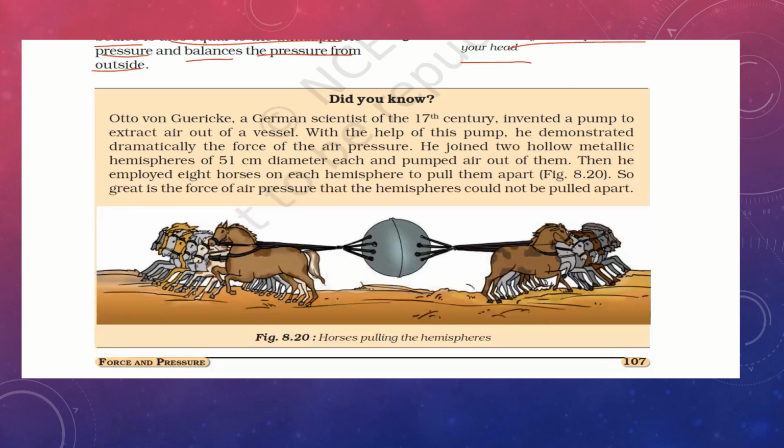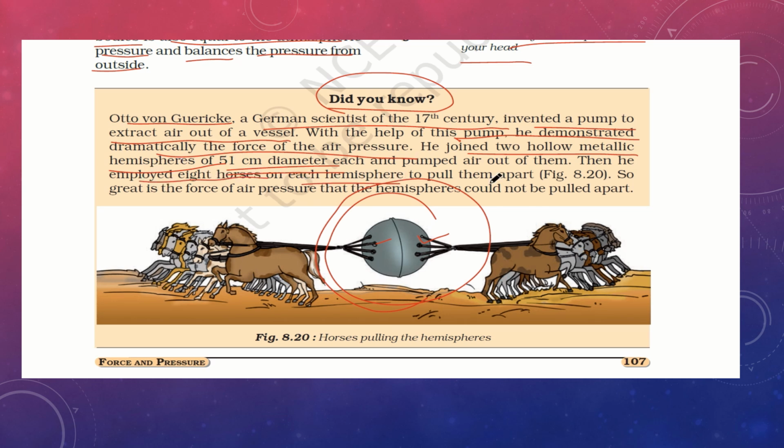Okay. So now we have come almost to the end of this lesson. Today we will move on to this part: did you know that Otto von Guericke, a German scientist of the 17th century, invented a pump to extract air out of a vessel? With the help of this pump, he demonstrated dramatically the force of air pressure. He joined two hollow metallic hemispheres of 51 centimeter diameter each, and pumped air out of them. Then he employed 8 horses on each hemisphere to pull them apart.